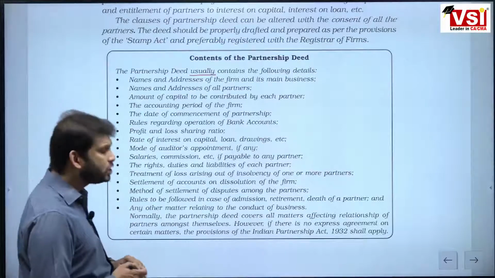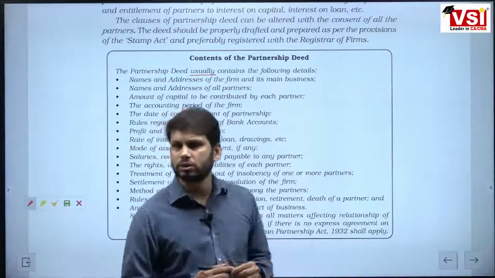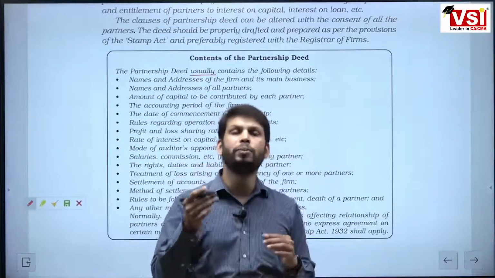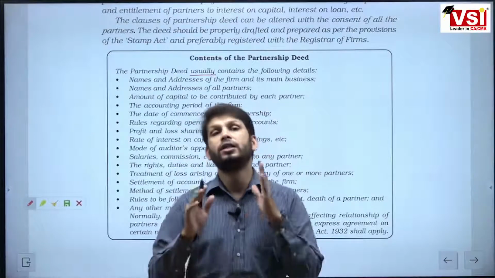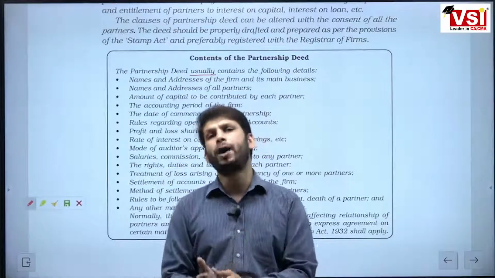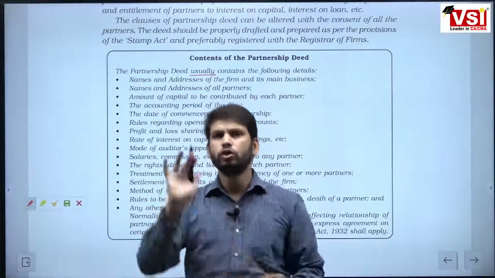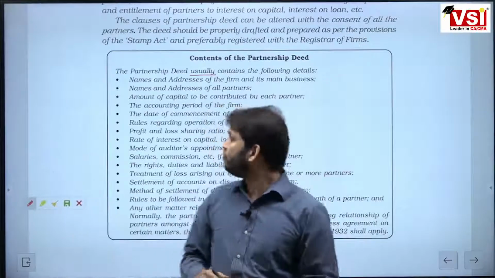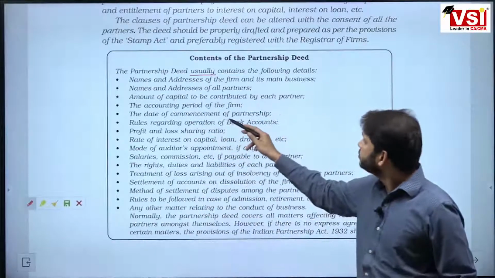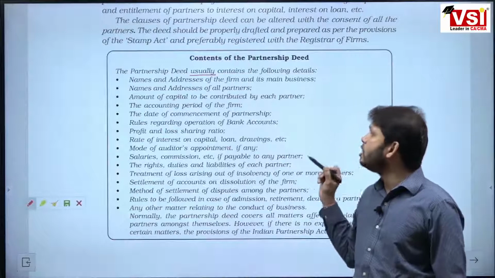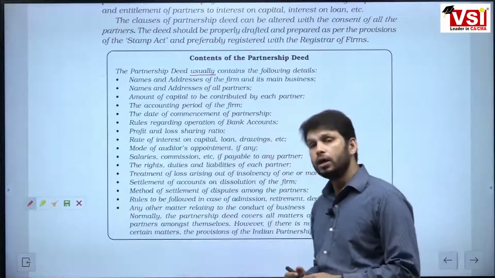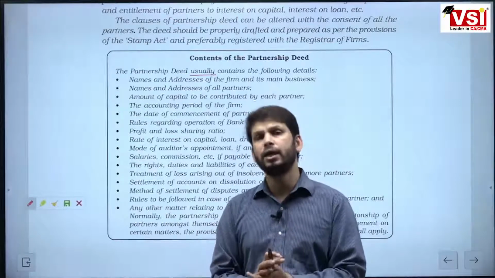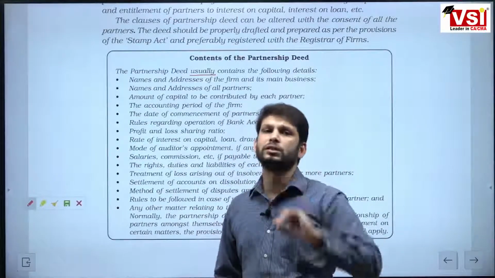Rules regarding operation of bank account. That means whether all the partners are required if money needs to be withdrawn from the bank, or they are giving authority to one or two partners only, that they are allowed to transact on behalf of all the partners or on behalf of the firm. Then profit and loss sharing ratio, that if profit or if loss, whatever the case may be, it happens, how all the partners will divide it.